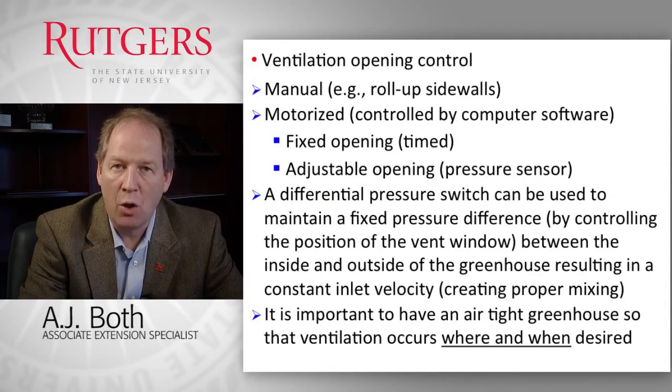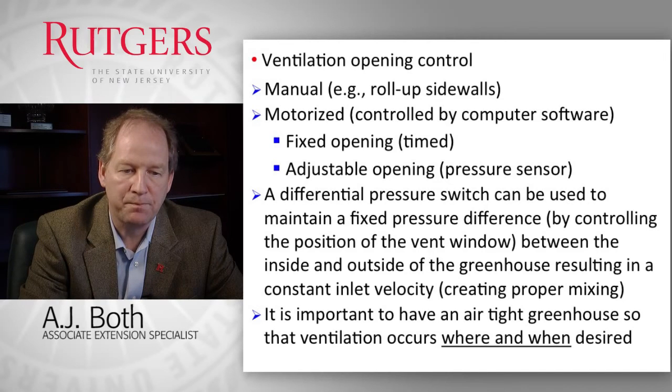The control of these openings can be done differently. We can have manual control, which is relatively inexpensive but requires somebody to make adjustments continually or fairly often, which can be tedious and takes a person away from other duties. An example of manual control is using roll-up sidewalls in high tunnel structures or hoop houses.